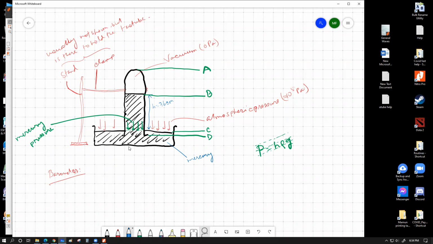At this point, the difference in the vertical heights of the two mercury levels inside the test tube and outside the test tube works as the H for the formula P equals H rho G. Full stop.